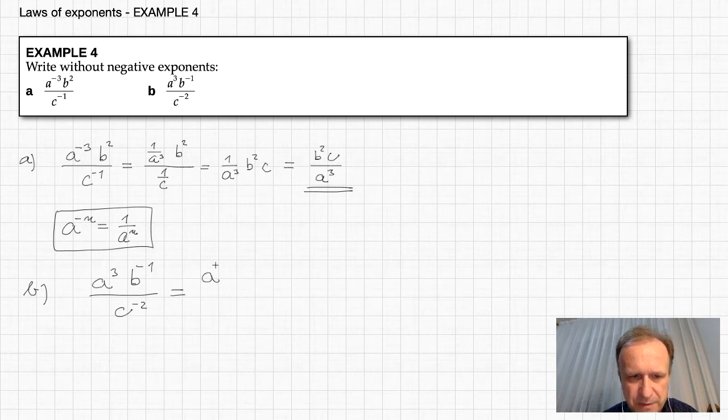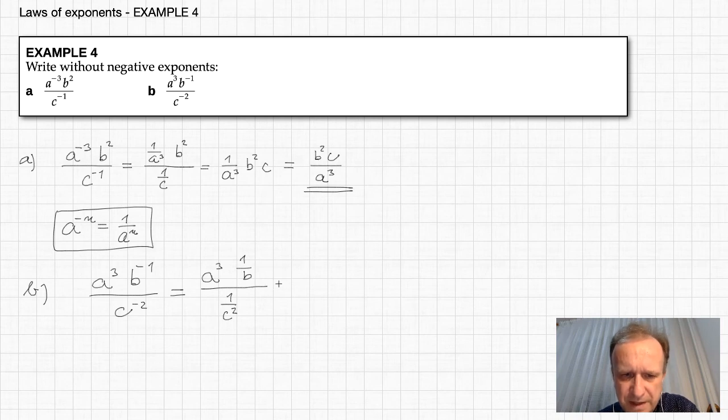It's a to the power of 3. Now b to the power of negative 1, well, a corresponds to b and 1 corresponds to n, so it should be 1 over b, divided by, and again you have c to the power of negative 2, which, if you compare these two, c corresponds to a and negative 2 corresponds to negative n, so n is 2, and therefore it has to be 1 over c squared.